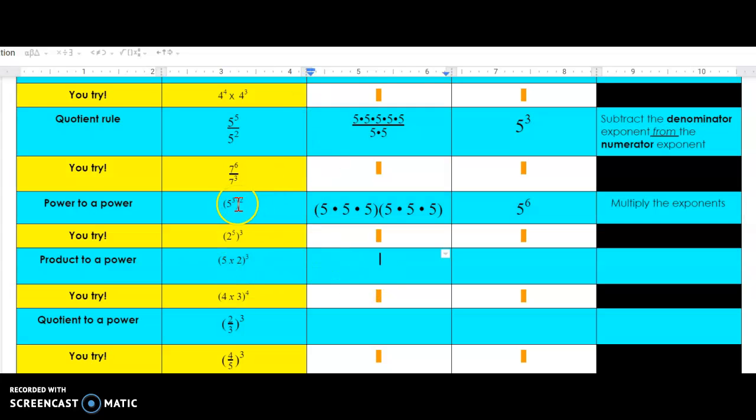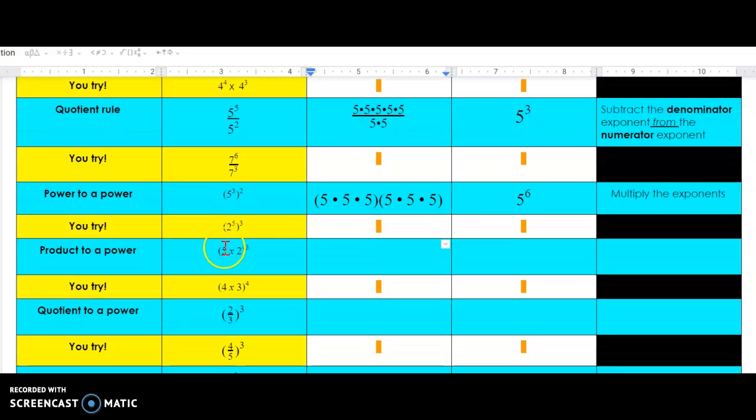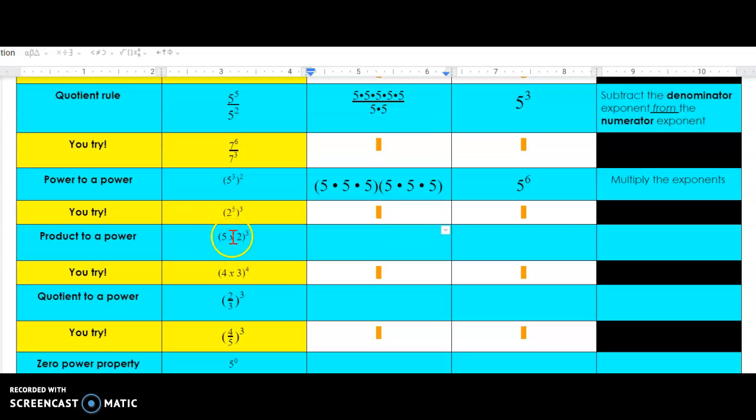Alright, next one. So notice for these, the bases have been the same, right? The bases here are 5 and 5. The bases here are 5 and 5. Base here is 5. Okay, now here we have a 5 and a 2. So we're going to see what happens. Remember, you're not going to be able to just combine these, okay? So this one is 5 times 2 to the third.